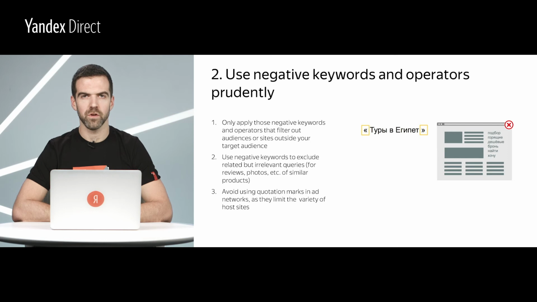In ad networks, it is especially important to use operators prudently. Overusing them can significantly reduce your reach. Only apply those negative keywords and operators that filter out audiences or sites outside your target audience. Use negative keywords to exclude related but irrelevant queries for reviews, photos, etc. of similar products. Avoid using quotation marks in ad networks, as they limit the variety of host sites.